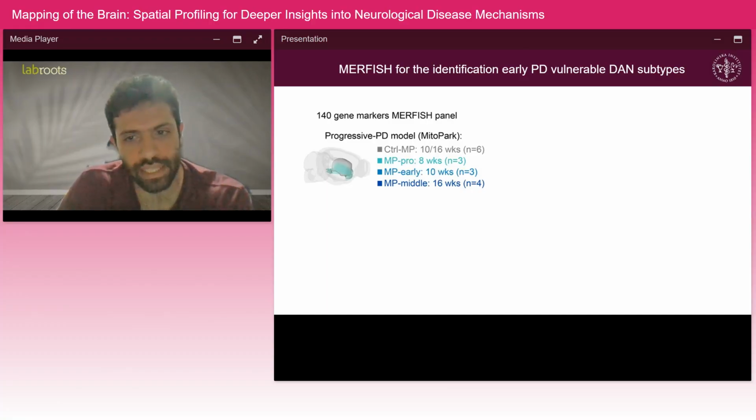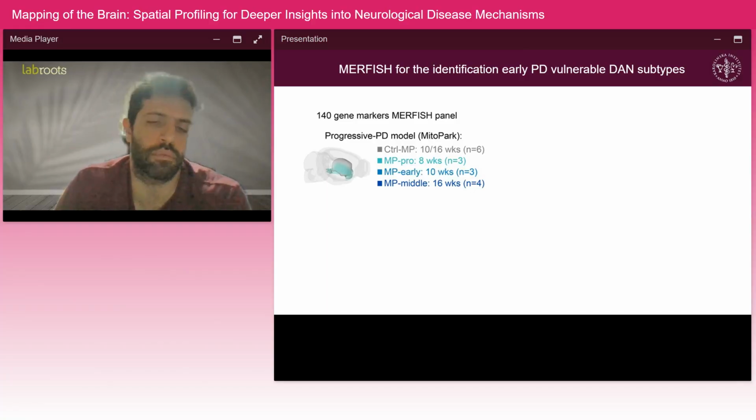So what we did is we decided to use this model and use different stages of it. Some are prodromal, around 8 weeks, before the symptoms start. Some are at the early symptomatic stage, which is around 10 weeks, and some are at a bit later stage, but still middle stage Parkinson's disease, which is 16 weeks.